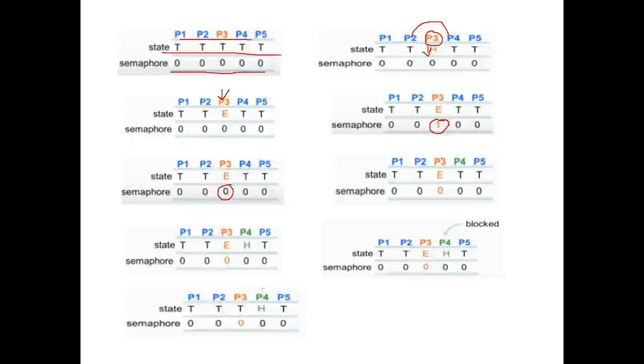The next process P4 wants to eat, so the P4 process changes its state to hungry. P4 is blocked here because P3 is still eating and no other process can interrupt in between. When P3 finishes, it changes its state to thinking, and then P4 can get the chance for eating. So this is the solution for the dining philosophers problem using semaphore. In the next session, we'll see some new topic.